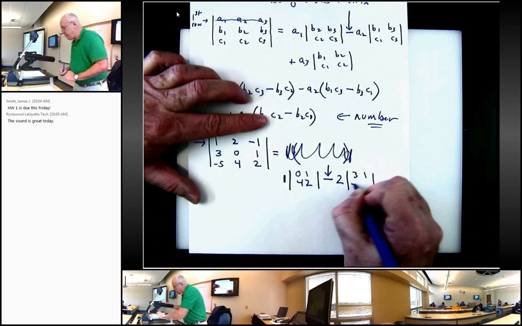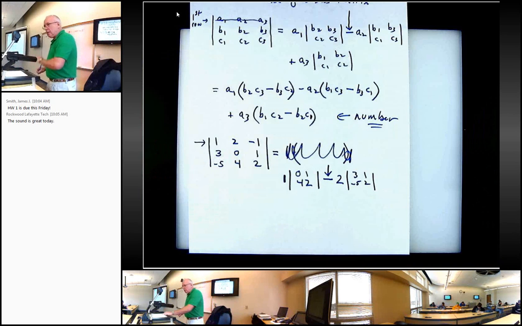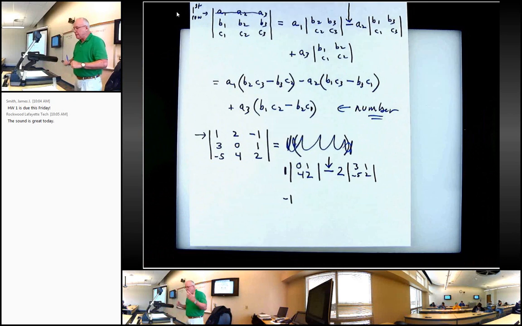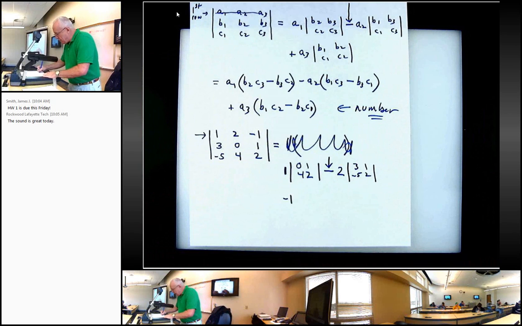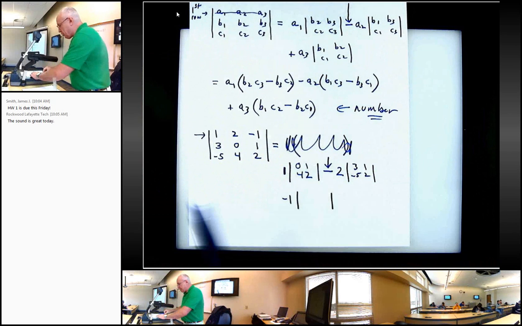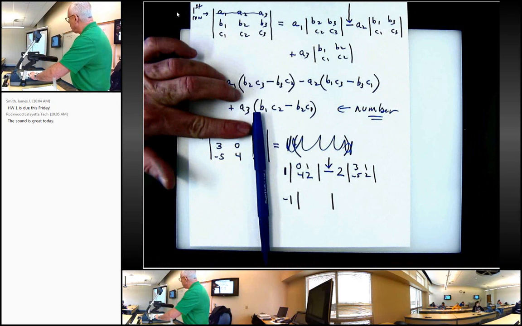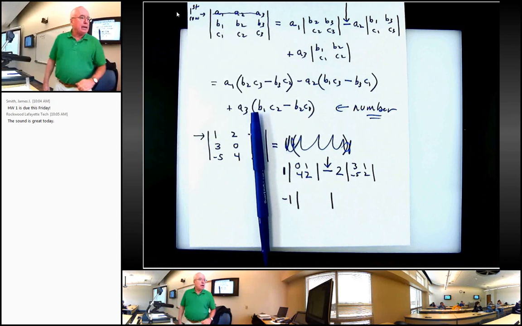And then finally, we have our last element, which is a plus, minus 1. We multiply that by the determinant of what? Again crossing out, this time the third column and the first row, the determinant of 3, 0, minus 5, and 4.